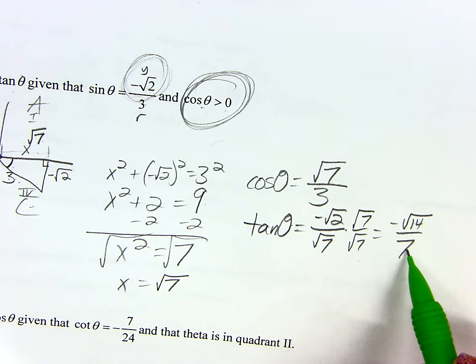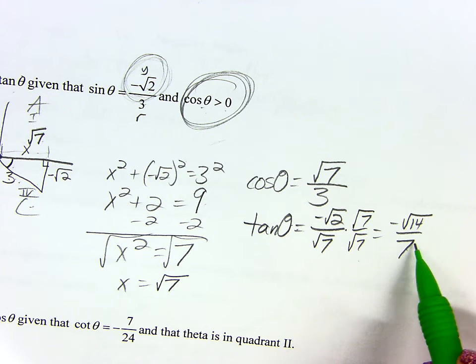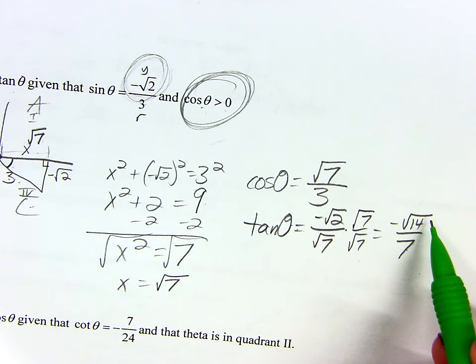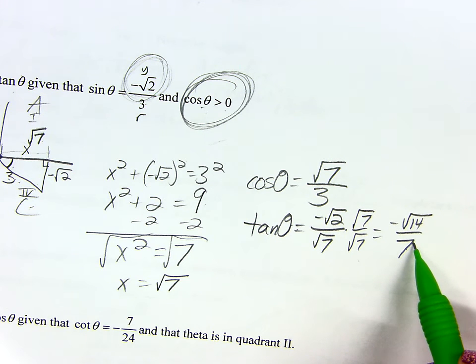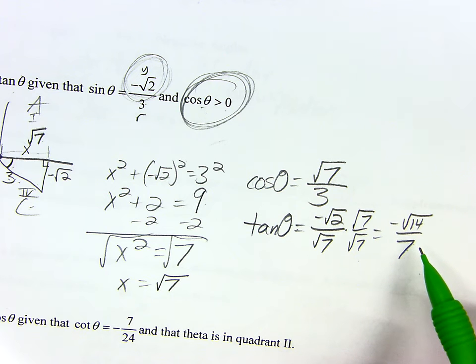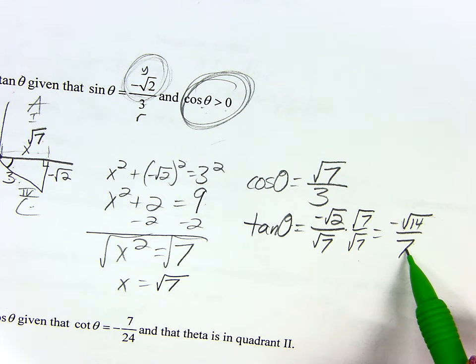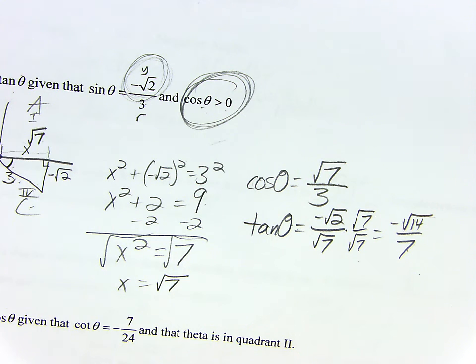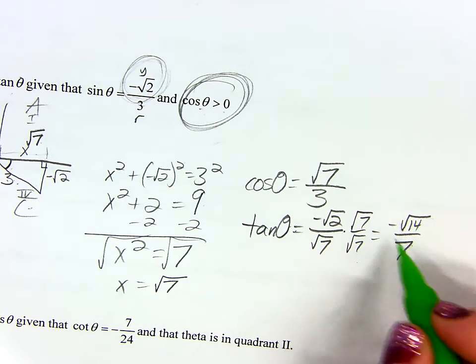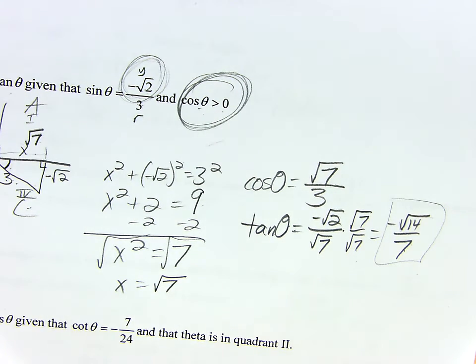Can I reduce the 14 and the 7? No. One's in a root and one's not. So you are not allowed to touch them. They either both have to be in the root or both have to be out of the root. You can't have one in, one out and reduce them with each other. So there is my tangent value. Does that make sense? Is this all right?